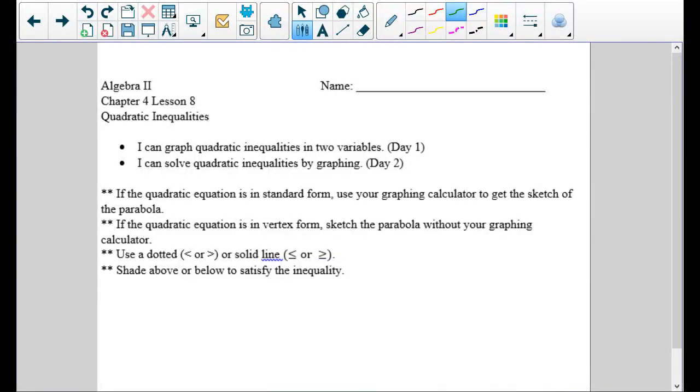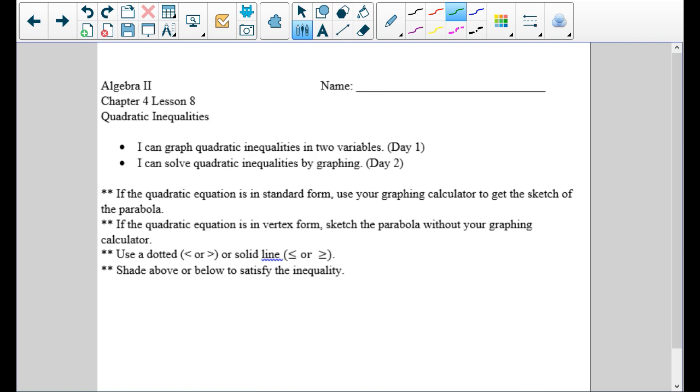Chapter 4, Lesson 8, Quadratic Inequalities. So this is going to be a little more standard inequalities. Tomorrow is going to be a little bit more difficult, okay? So, graphing quadratic inequalities in two variables.